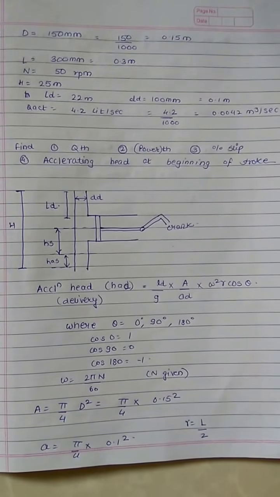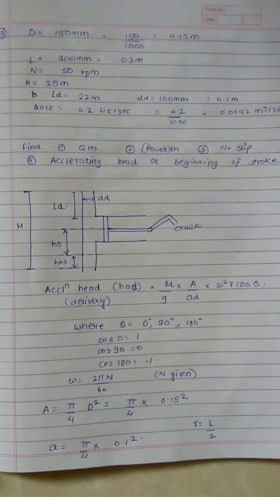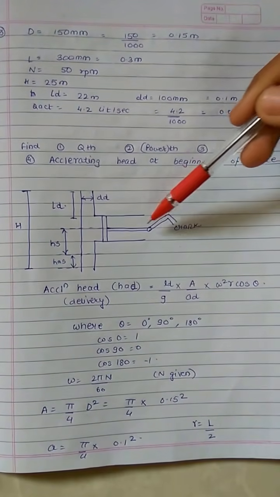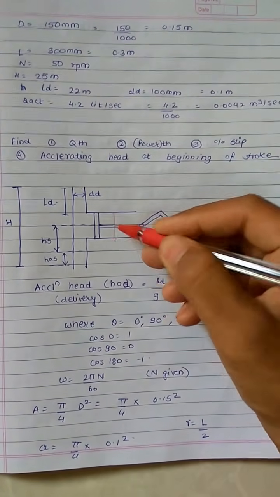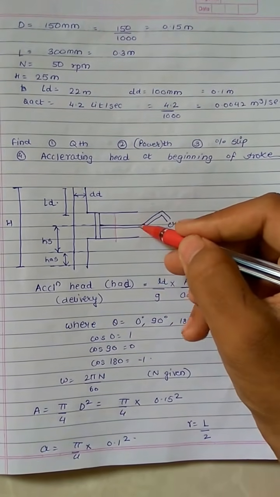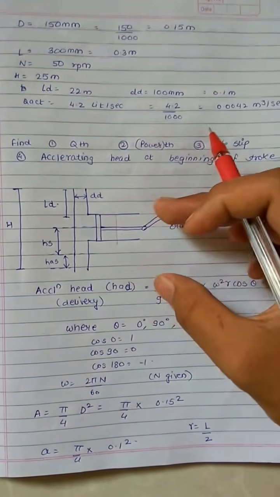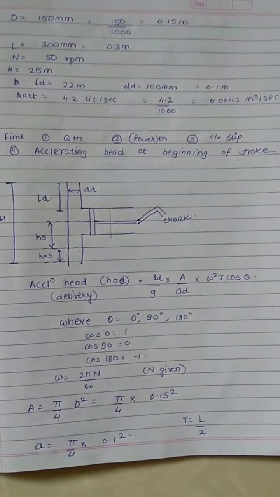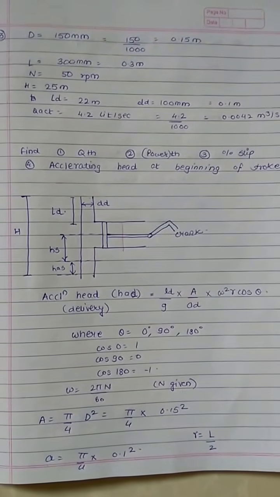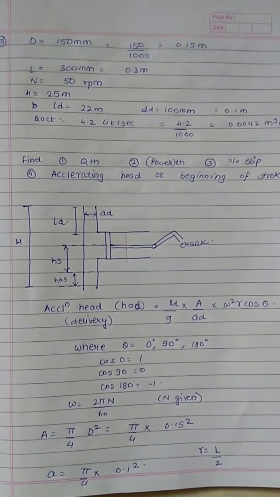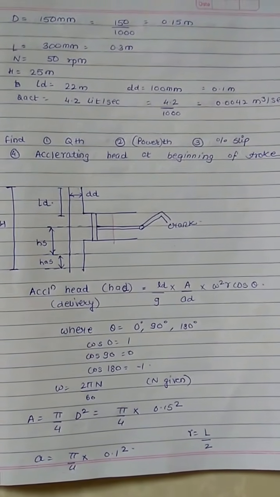So 3 parameters are covered, and the last parameter is accelerating head at the beginning of the stroke. So what is this parameter? What happens is when the crank rotates, it does not move with uniform velocity. For the first half journey, it moves with acceleration, and for the rest half it moves with retardation due to the force of gravity. Therefore, when it sucks water for the first half, it sucks it with a higher velocity or higher pressure or higher head, and for the rest of the suction stroke, the pressure or the head decreases.